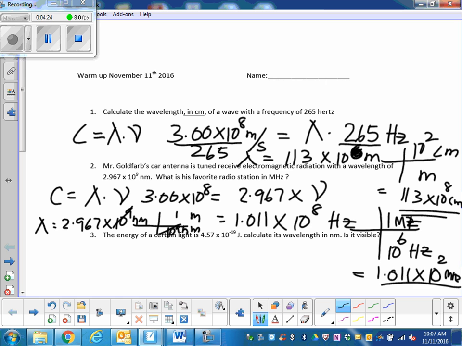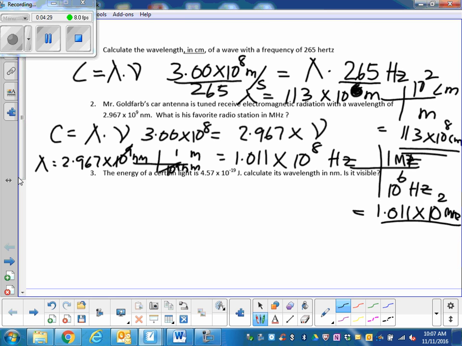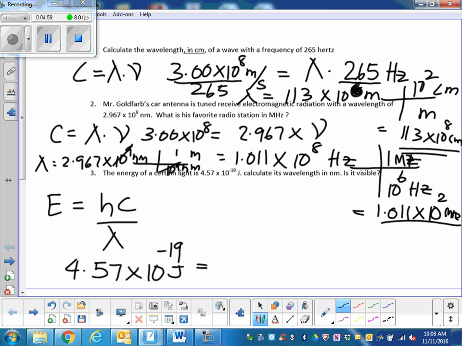All right. So the last problem, the energy of a certain light is given. Calculate its wavelength in nanometers. Is it visible? So you're trying to calculate the wavelength given energy. So will you use the equation E is equal to hc by lambda? You can directly get the wavelength if you use this equation. Now, E is given, 4.57 times 10 to the negative 19 joules.